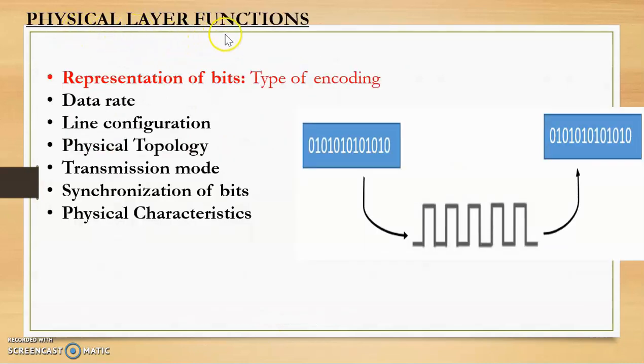So let us discuss some more physical layer functions. The first physical layer function is representation of bits. Now we know that the physical layer will convert the bits to signals. To convert the bits into signals, different types of encoding methods are used. So what kind of encoding method is used, that is how the bits are converted into signals, how the zeros and ones are converted into signals, will be decided by the physical layer.